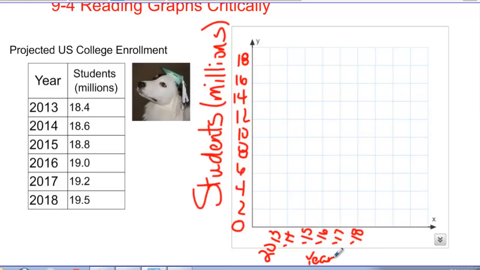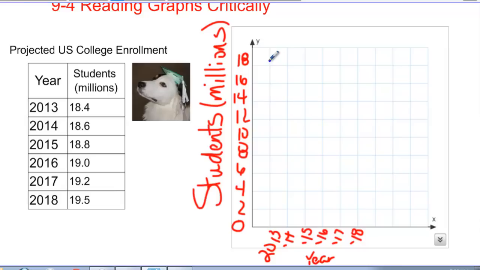Okay, so now I'm going to go ahead and put my points in. So for 2013, I have 18.4 million. So I have to remember that I'm counting by 2 here. So the halfway mark between the 18 and the next mark would be 19. So 18.4 is about a fourth of the way up my scale there, if I can get it right.